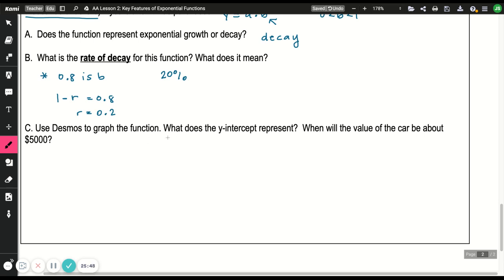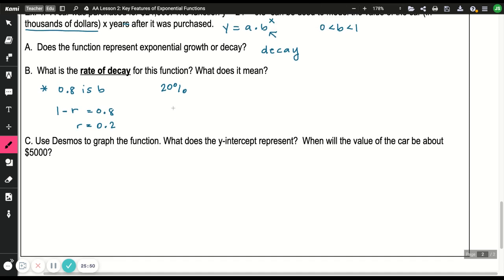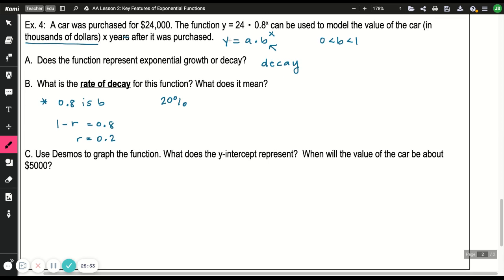And then use Desmos to graph the function. What does the y-intercept represent? I think you already know that, right? The y-intercept, the 24, that's the initial value. When will the value of the car be 5,000? So if this is in thousands of dollars, this represents 24,000. So you're going to graph it on Desmos. It starts at 24. It's going to come down like this. That's what your graph should look like.